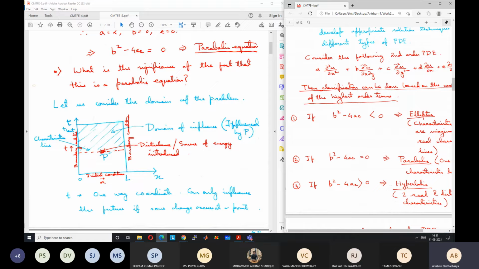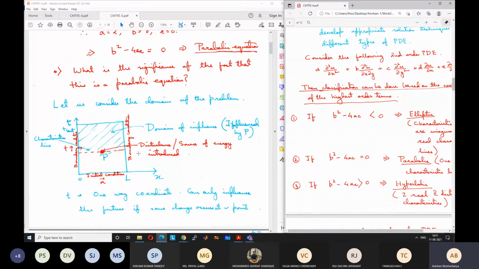The only region which can be influenced by this point P is what is shown by the hashed region, which goes from length 0 to L and from time T to T last. Only the future can be influenced, obviously, and the past cannot be influenced. That is our common sense. Why? Because we know that time travels in only one direction. Time is like a one-way coordinate, so we can only influence the future if some change occurs at a point. We cannot influence the past.